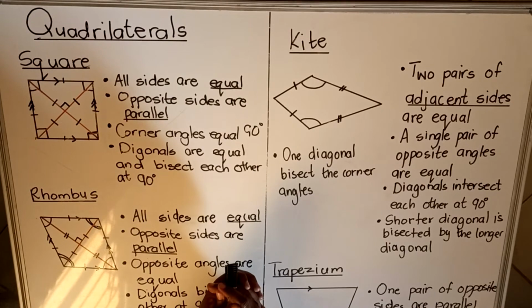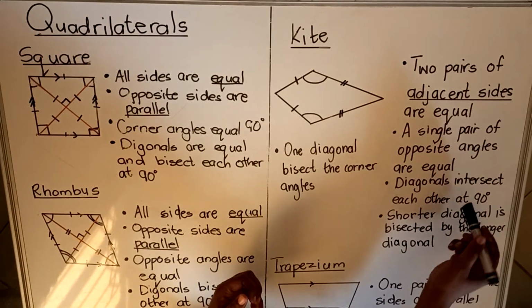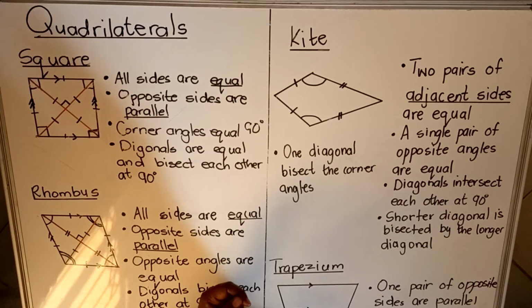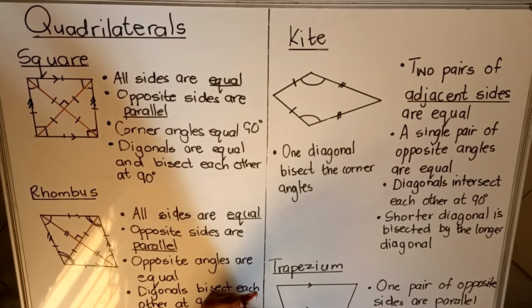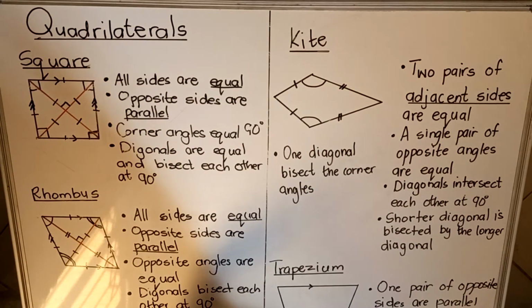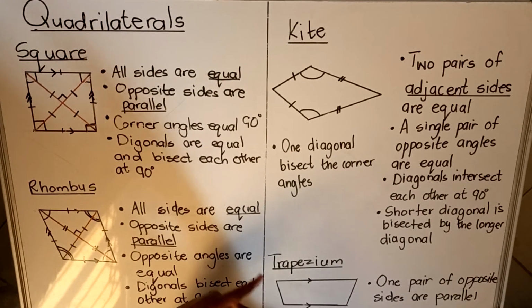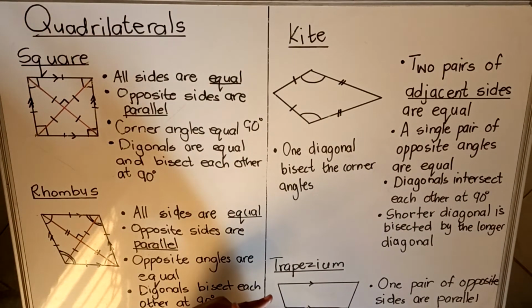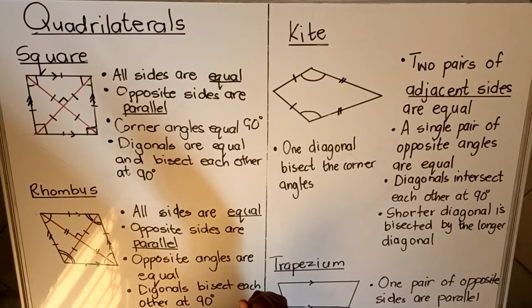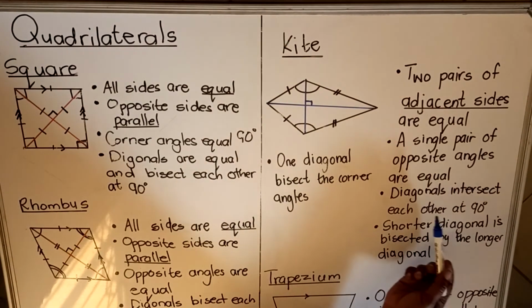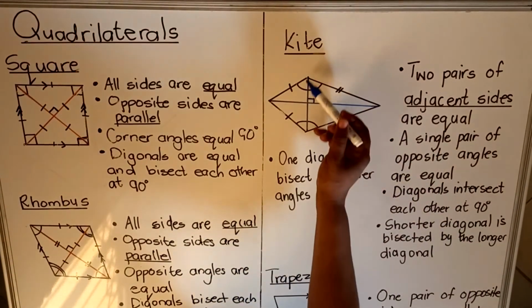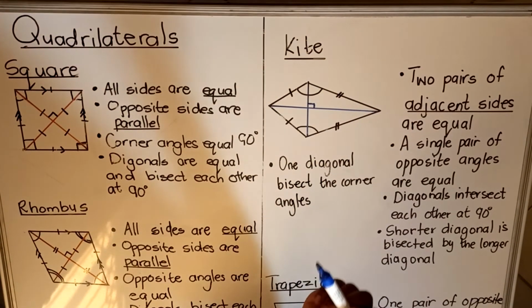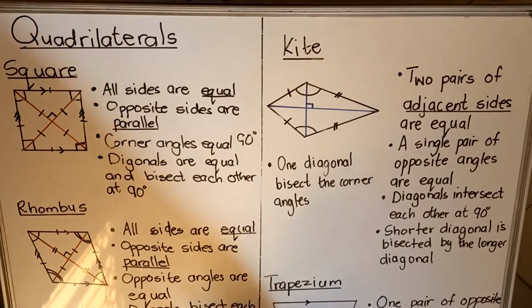And then the diagonals intersect. Now, when you see here, they have this word intersect. They don't say bisect. Bisect means they cut each other equally. Intersect means they just cross each other, not equal. So the diagonals intersect each other at 90 degrees. So they are going to cross each other and form 90 degrees. Let's draw that. So that diagonal and that one, they intersect, they form 90 degrees. But they don't bisect. They don't cut each other equally.